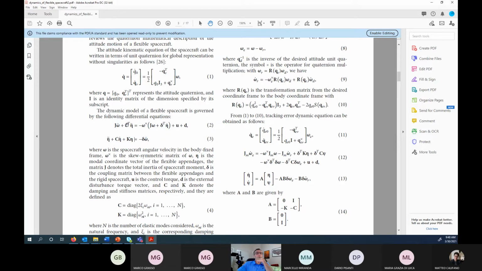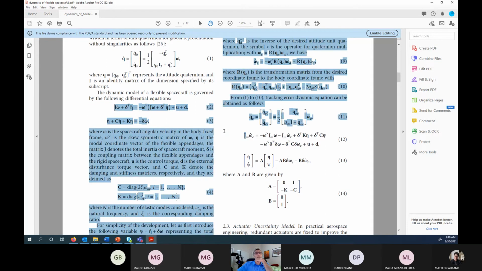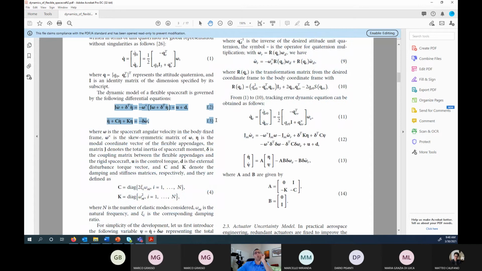So as you try to control the omega, you're going to excite the modes, eta, and as you have an effect on the modes, you have an effect on omega. So everything is coupled here. And so basically your equations of motion will be 2 and 3 together. You can't have just one.